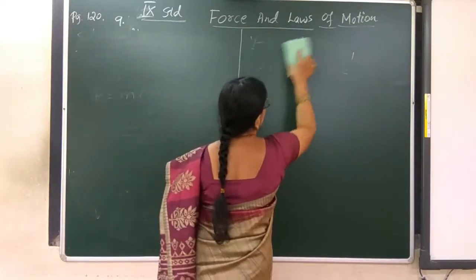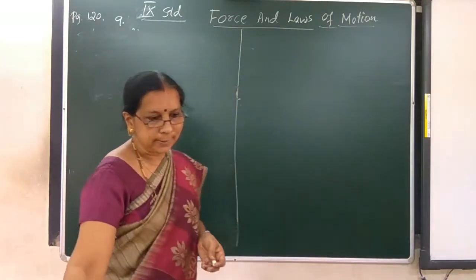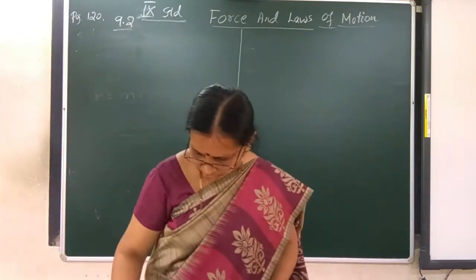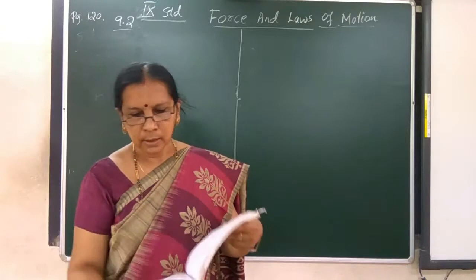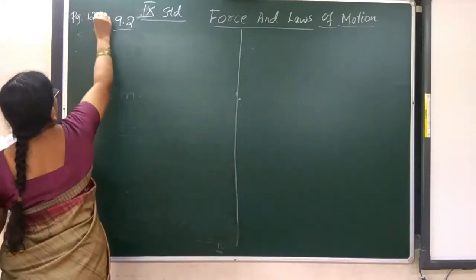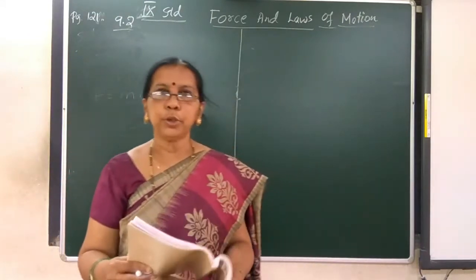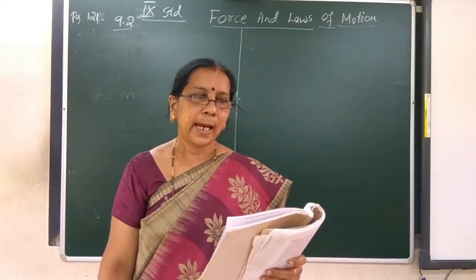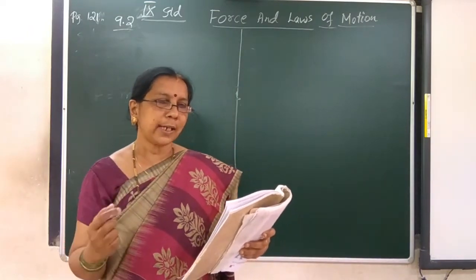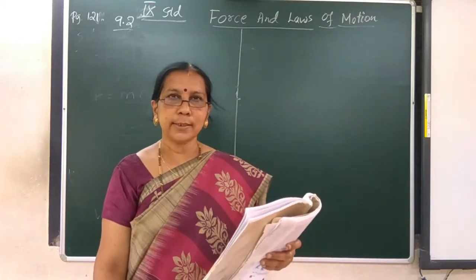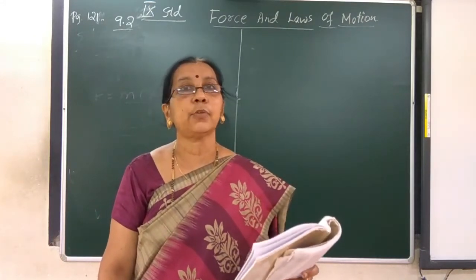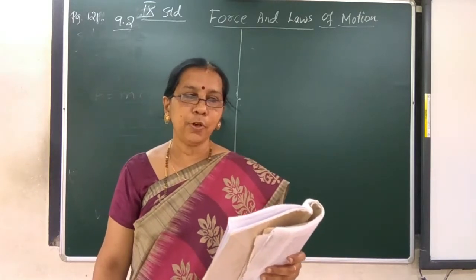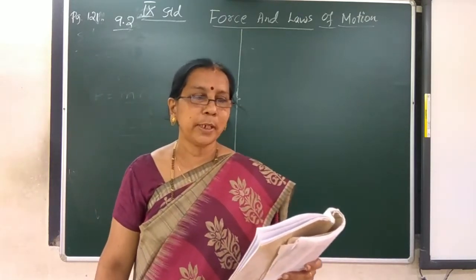9.2. What is the problem? Let us see. Problem number 9.2 from page 21. Which would require a greater force: accelerating a 2 kg mass at 5 meter per second square or a 4 kg mass at 2 meter per second square. What is asked here? Which would require a greater force, accelerating a 2 kg mass at 5 meter per second square or a 4 kg mass at 2 meter per second square.